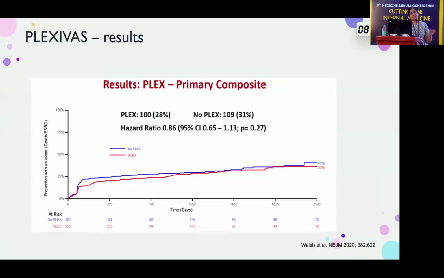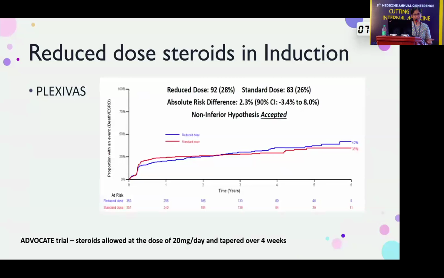When they looked at the primary composite endpoint, the proportion of patients with an event, which was either ESRD, death, or pulmonary hemorrhage, was basically the same in patients with PLEX as compared to those who had not received PLEX as adjuvant therapy. Thus sealing the case that PLEX may not be therapeutic: it doesn't have a survival benefit, and it doesn't have any benefit in preventing end-stage renal disease.